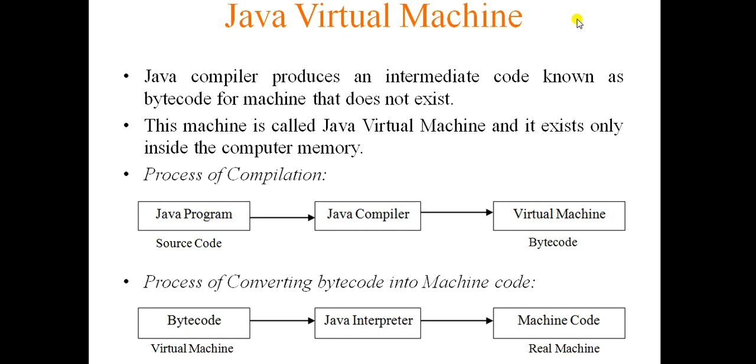The answer is that the Java compiler produces an intermediate code known as bytecode for a machine that does not exist. This machine is called the Java virtual machine, and it exists only inside the computer memory. It is a simulated computer within the computer and does all major functions of a real computer. The process of compilation takes place as shown in these figures, from source code to bytecode. Java source code will be converted into bytecode with the help of the Java compiler. Then the Java virtual machine internally passes it to the Java interpreter, and that Java interpreter generates machine code for executing the particular task. That is all about Java virtual machine.